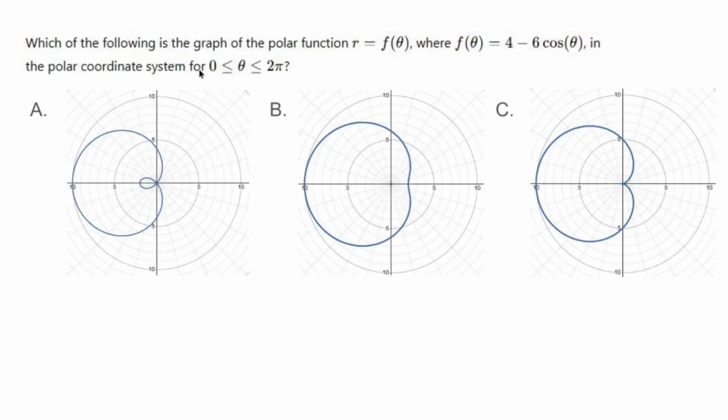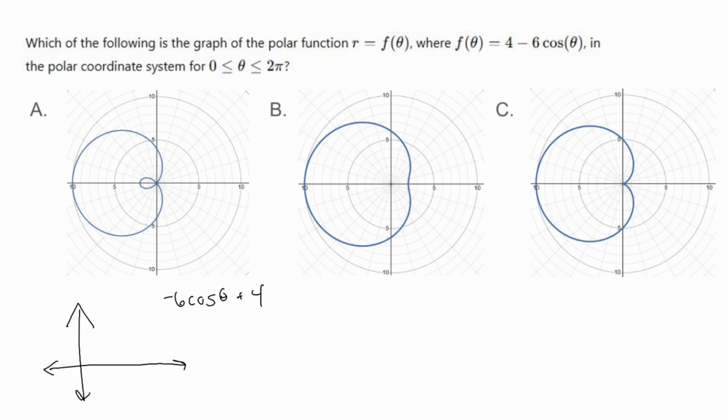Which of the following is the graph of the polar function r equals f of theta, where f of theta is 4 minus 6 cos theta in the polar coordinate system for theta in between 0 and 2 pi. All right, I like to compare these to the actual graphs of these guys. So I'm going to compare this to the graph 4 minus 6 cos theta, in other words, negative 6 cos theta plus 4.